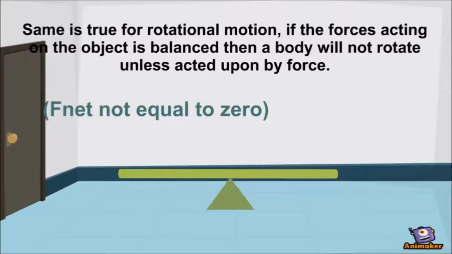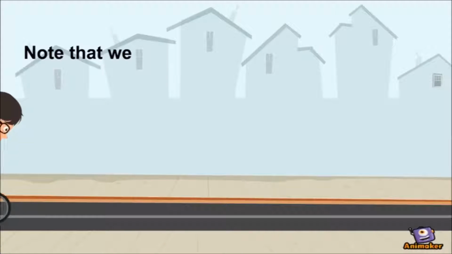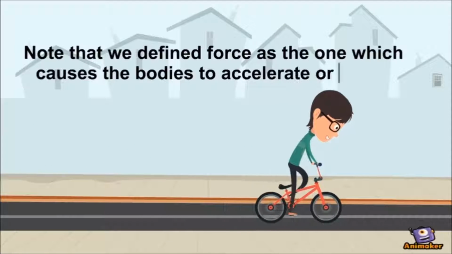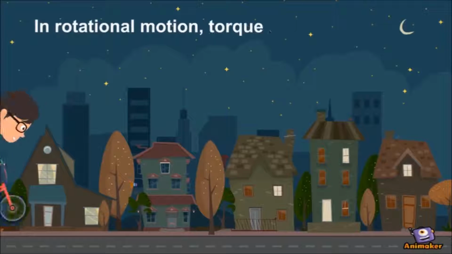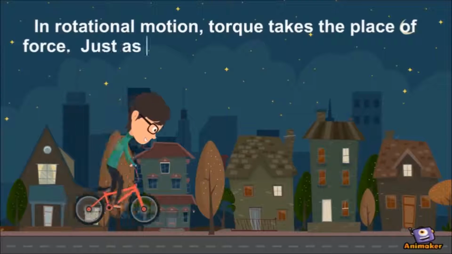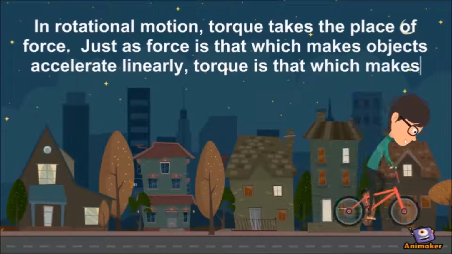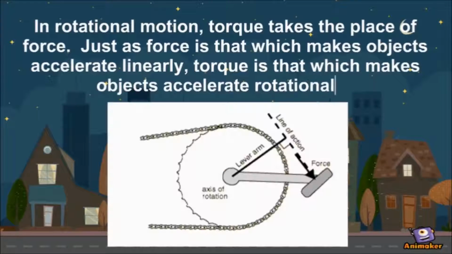F net is not equal to 0. F net is 0. Note that we define force as the one which causes bodies to accelerate or move. In rotational motion, torque takes the place of force. Just as force is that which makes objects accelerate linearly, torque is that which makes objects accelerate rotationally.